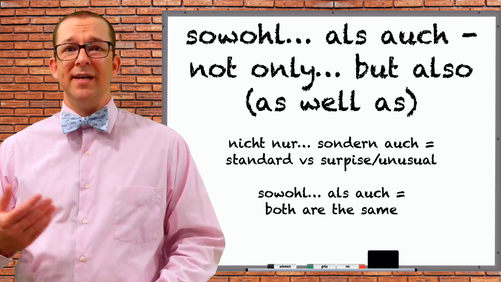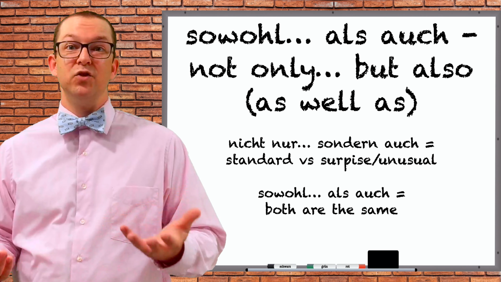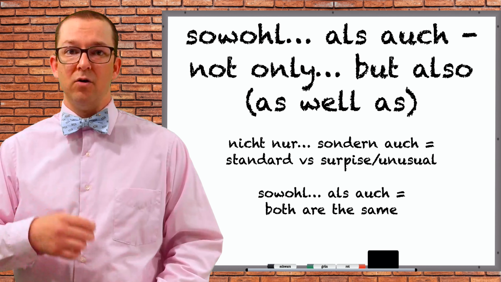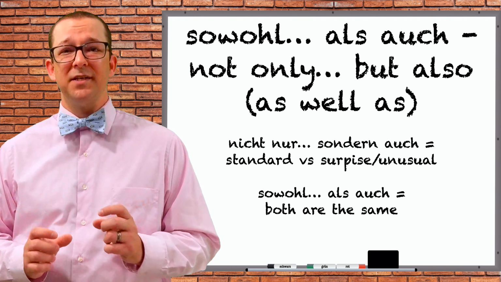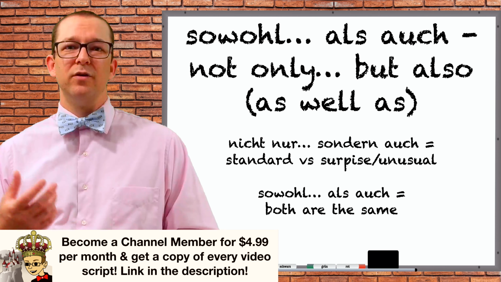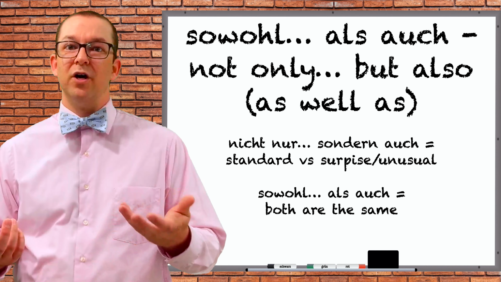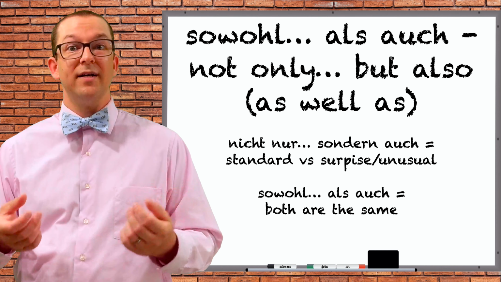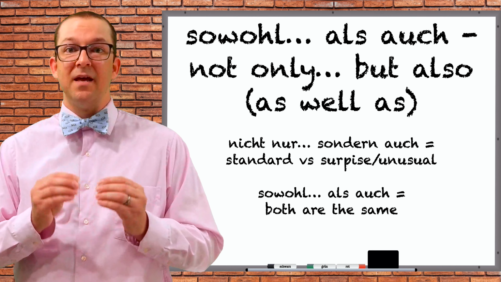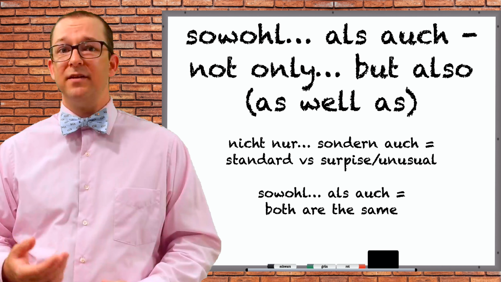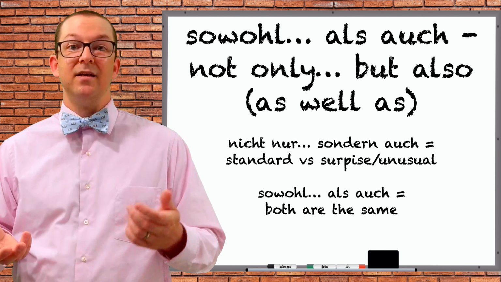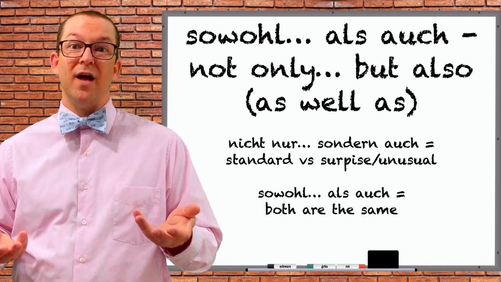A synonym for nicht nur, sondern auch is sowohl als auch. It still translates as not only but also in English, but there is a very subtle difference between the two. Nicht nur, sondern auch indicates a sort of standard versus surprise or unusual juxtaposition, whereas sowohl als auch means that both things are the same. The difference in English could be expressed by the difference between nicht nur, sondern auch, not only but also, and sowohl als auch, as well as.